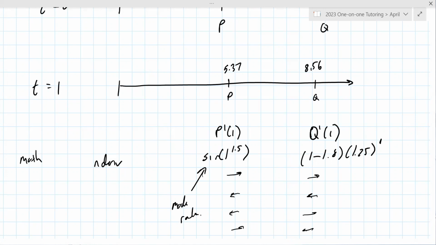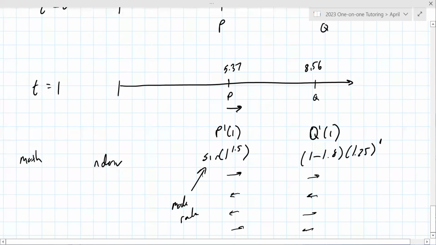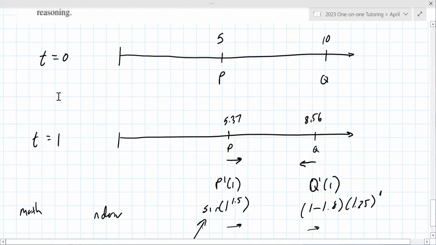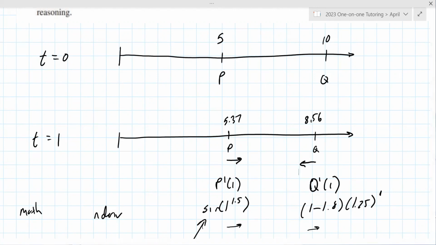For the sine one, I got 0.84. So it's positive, so it's moving to the right. And for the Q, I got negative, so it's moving left. So they are moving towards each other. But to just say that because at some snapshot at 0 and 1 they're now closer together means they're moving towards each other, you really should verify it with the derivatives that tell you the direction it's moving.